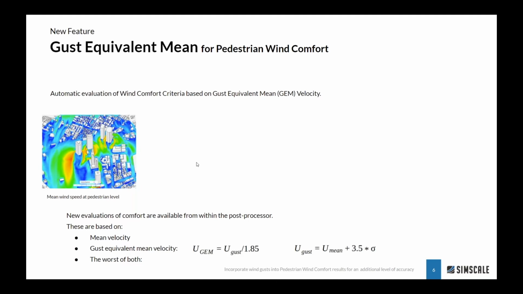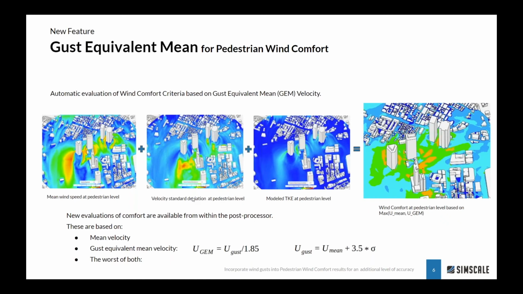And what we did is, for computing the Gust Equivalent Mean, we basically take both parts into account. And as a user, you don't have to check based on the mesh fineness, for example, if you're in a fully resolved region yet or not. It's automatically taking into account both parts that make up for the gust from the standard deviation of the velocity.